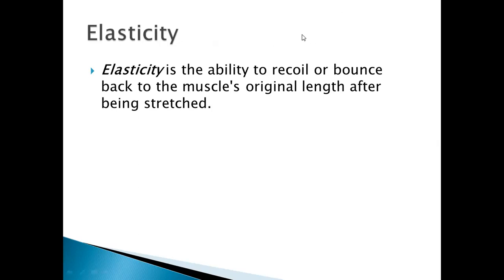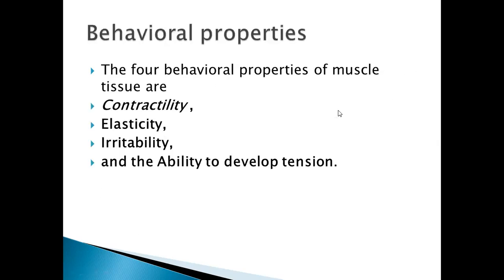So these are the 4 properties. I hope you understand all the 4 properties with examples: contractility, elasticity, irritability, and ability to develop tension. Thank you. This is all for today.